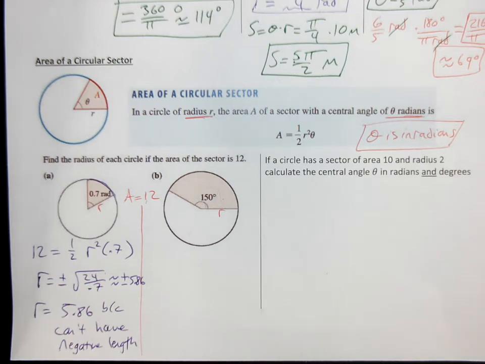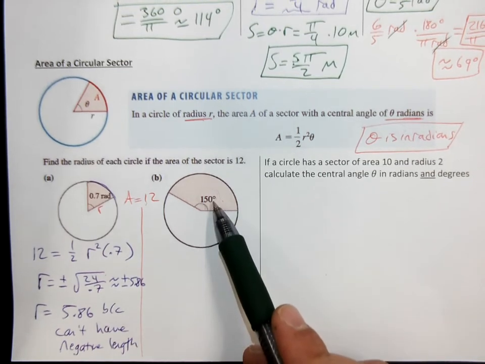We get the 2 because when you square it, it comes out. Yeah. Okay, that one's fine. The other one is very, very similar, but we're given 150 in degrees.